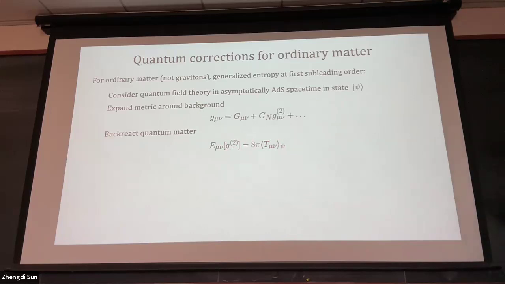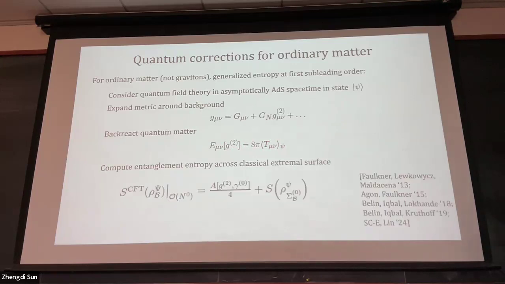Okay, and once you have the backreacted metric, you compute the entanglement entropy across the classical surface, and you put all these together. So you have the area in this backreacted metric of the classical extremal surface plus this entropy of the bulk quantum fields across this classical extremal surface.